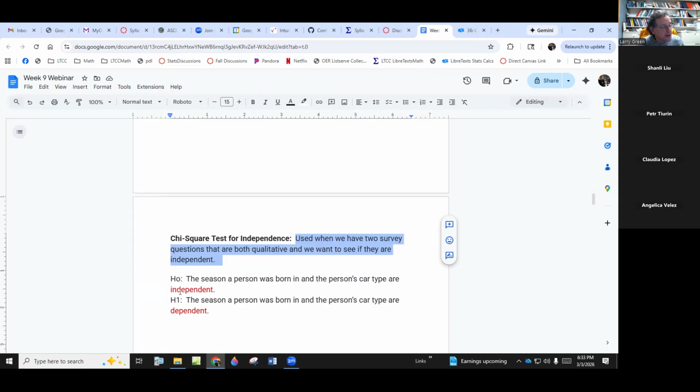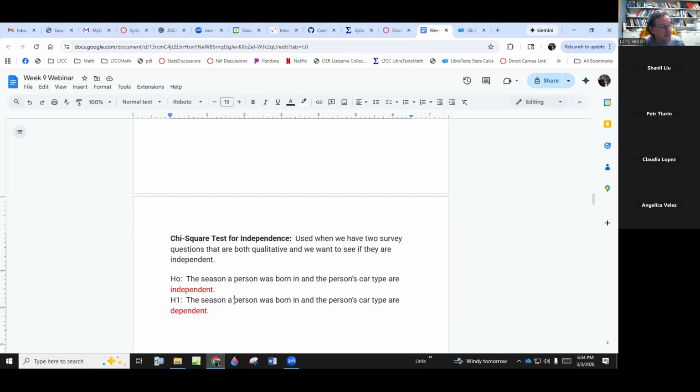So here are H naught and H1. H naught, the null hypothesis, is the season a person was born in and the person's car type are independent. You heard me scream it. So you better put it if you're asked to write down the null hypothesis for a chi-square test for independence. If you don't have the word independent there, you lose points. And H1 is the season a person was born in and the person's car type are dependent. So the word dependent has to be in H1. Got it?